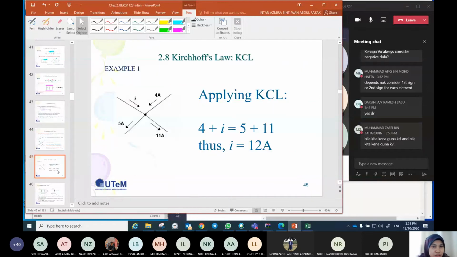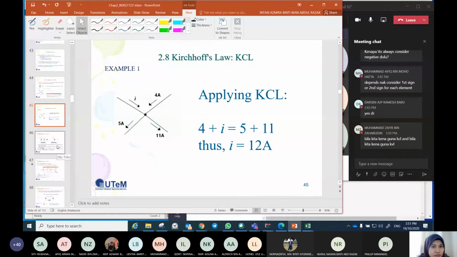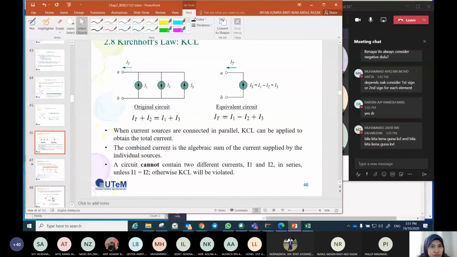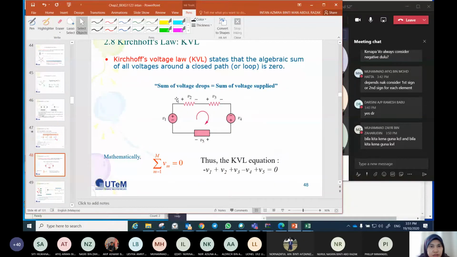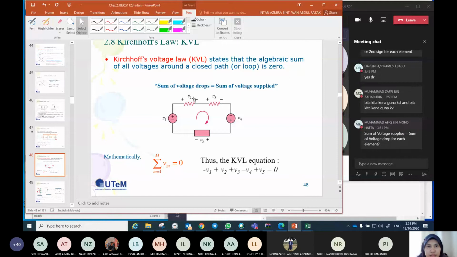In KVL, it involves the voltage in a loop. The algebraic sum of all voltages around a closed loop path is equal to 0. Or we can write it like this: sum of voltage drop equal to sum of voltage supply.